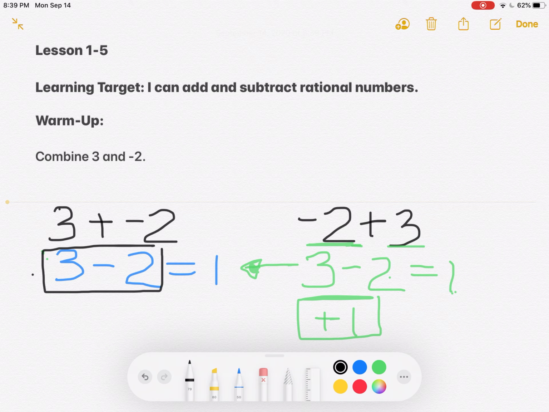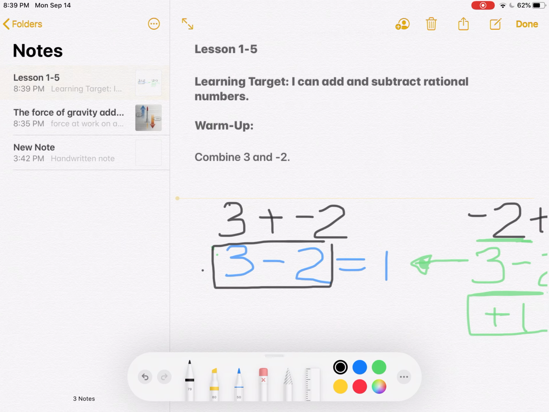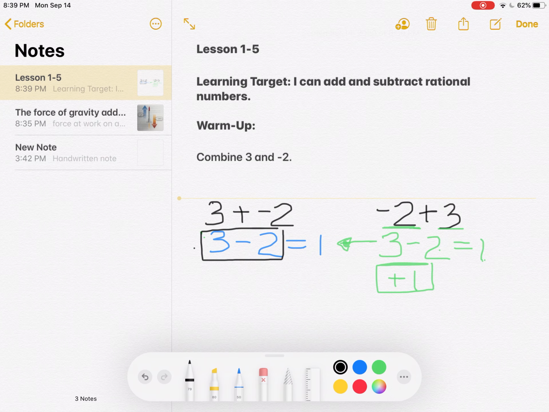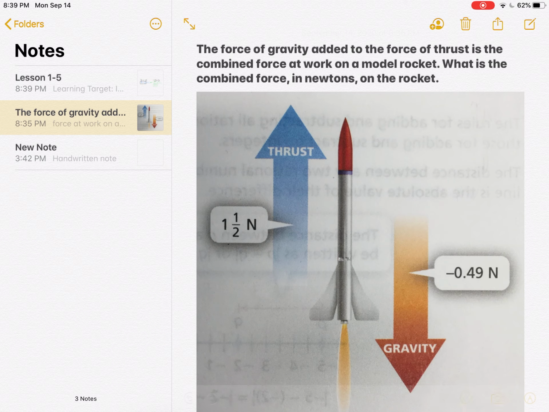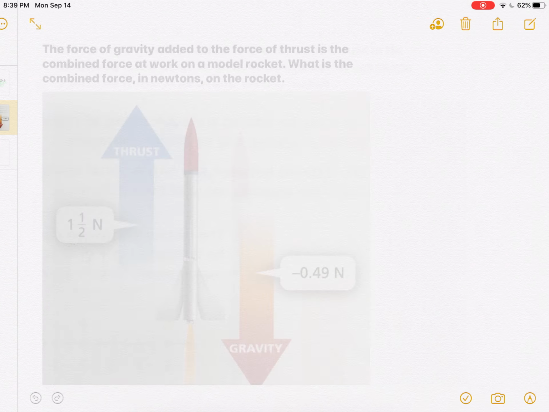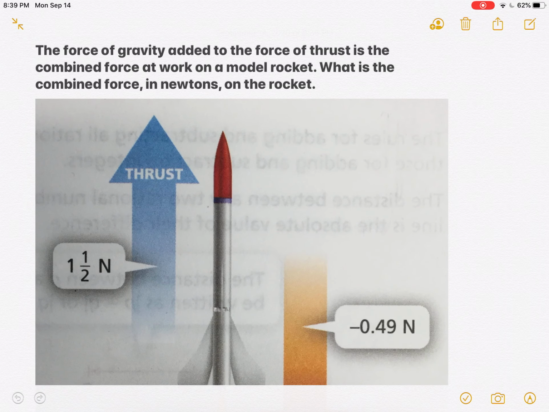So let's look at a problem from your workbook. This is example 2 from lesson 1.5. My bad. So this says the force of gravity added to the force of thrust is the combined force at work on a model rocket. What is the combined force in newtons on the rocket?